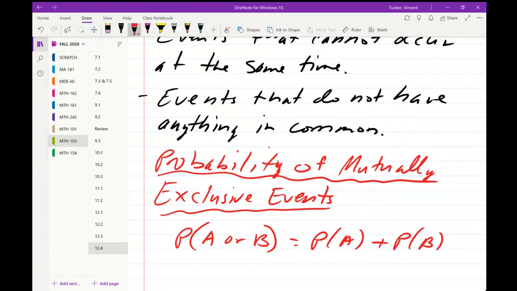All right, so the way you would calculate the probability of mutually exclusive events, you want to know the probability of A or B occurring. You find the probability of A and add it to the probability of B.